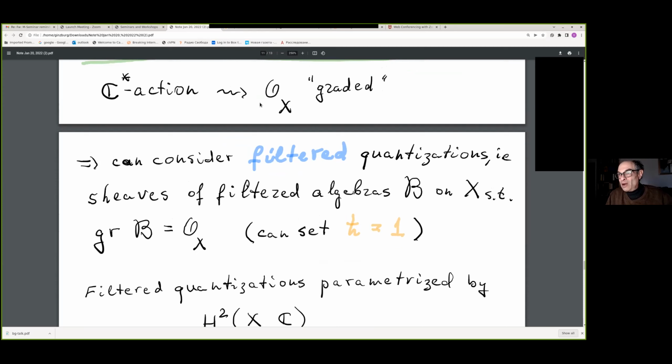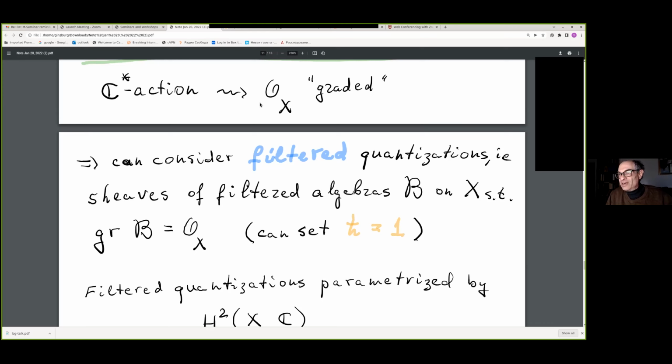And so now the variety that we're quantizing is a Poisson algebra with a grading. And in this case, you can do better. Instead of formal quantizations over formal power series in h bar, you can do things in a more kind of concrete way.